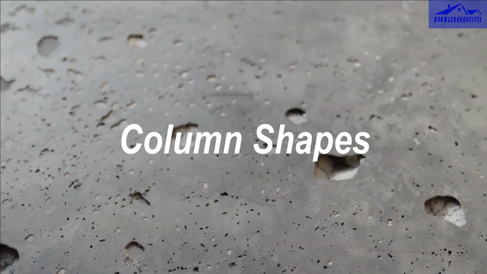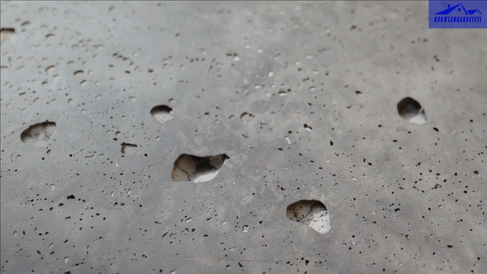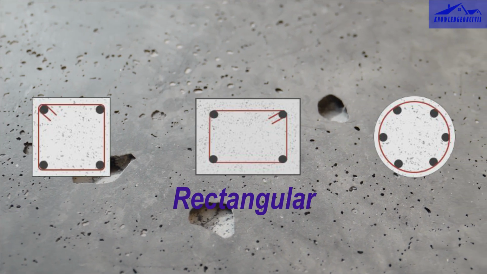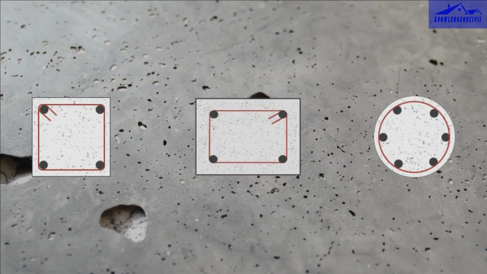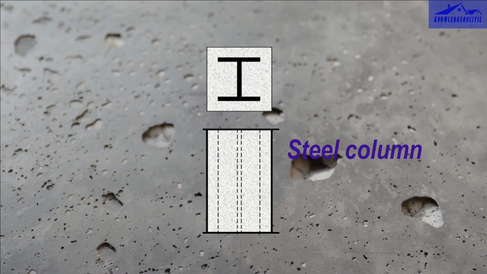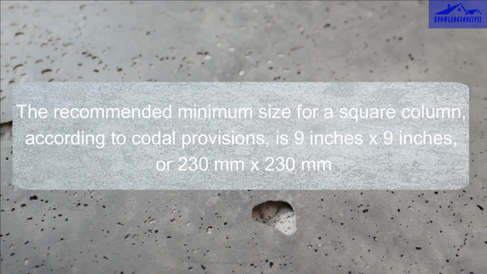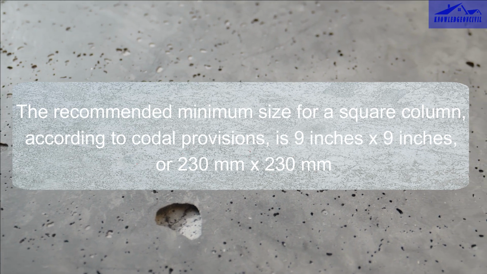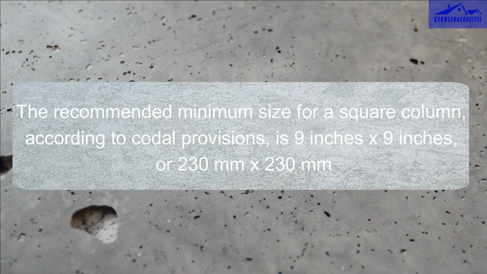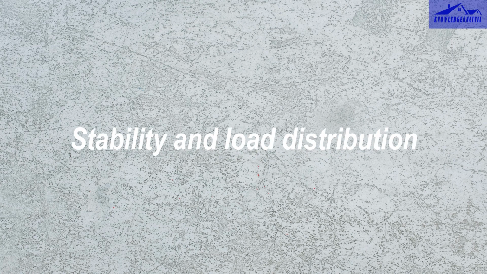First things first, let's talk about column shapes. In building structures, we mainly deal with 4 types: square, rectangular, circular, and polygonal. While steel structures offer more variety, concrete structures typically stick to these 4 shapes. The recommended minimum size for a square column, according to codal provisions, is 9 inches by 9 inches, or 230 mm by 230 mm. These 4 shapes cover the majority of building cases, ensuring stability and load distribution.